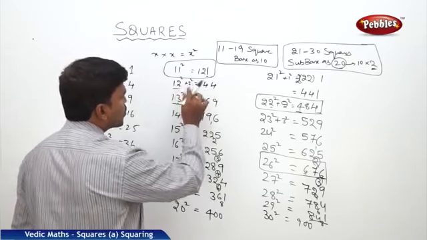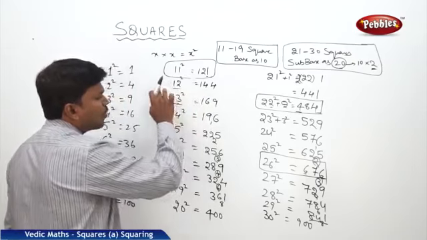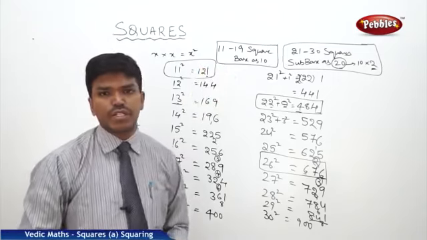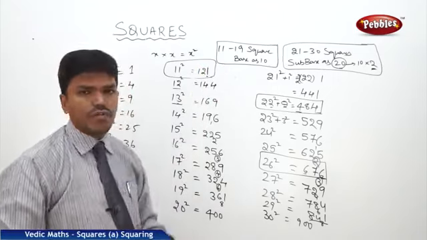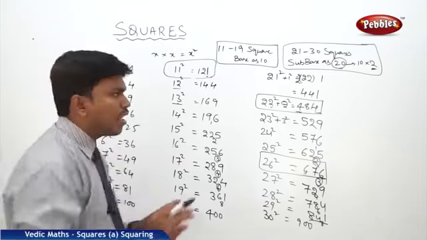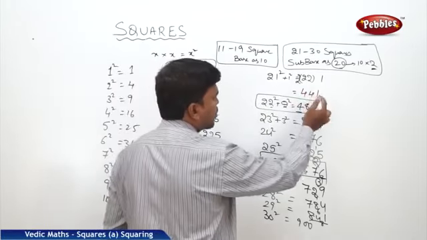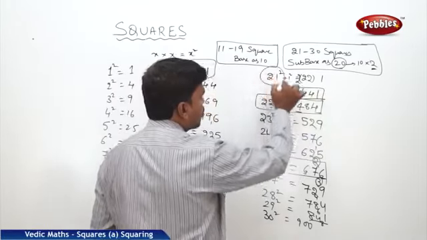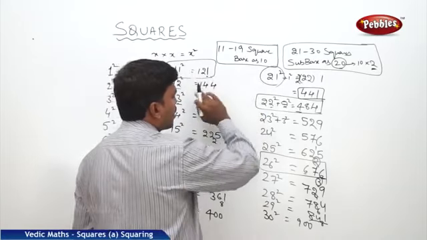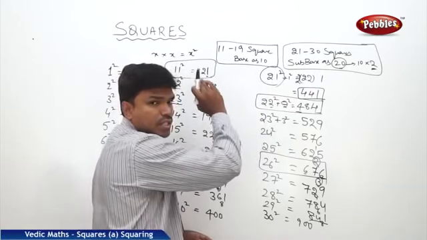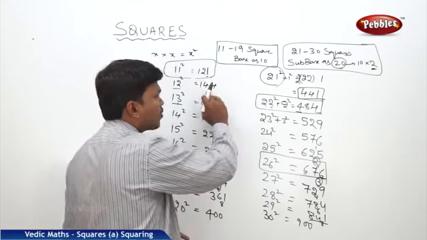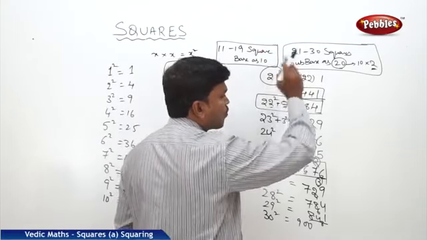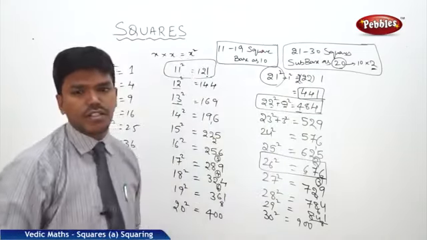And one more logic. If you know 12 square, you can easily remember 21 square. 12 square is 144. Yes or no? And 21 square is simply the reverse of that. 21 is the reverse of 12, and the answer is also the reverse of 12 square. What is 12 square? 144. Then what is 21 square? 441. Reverse of that one.